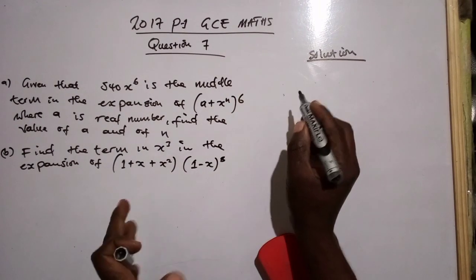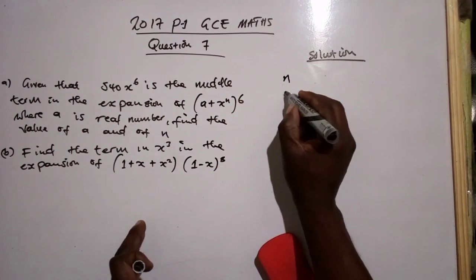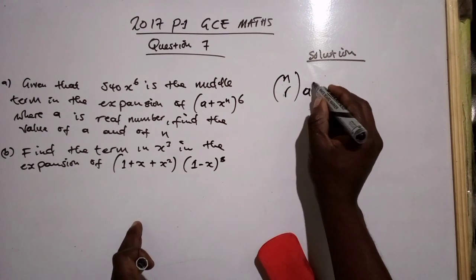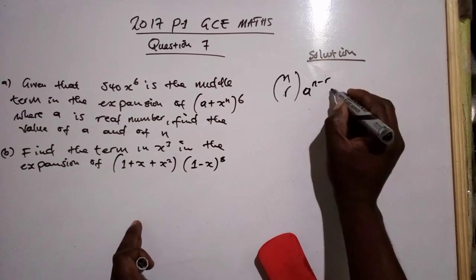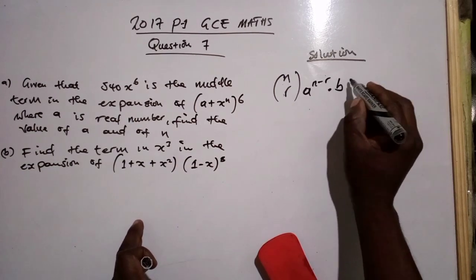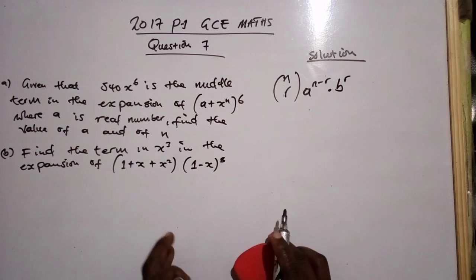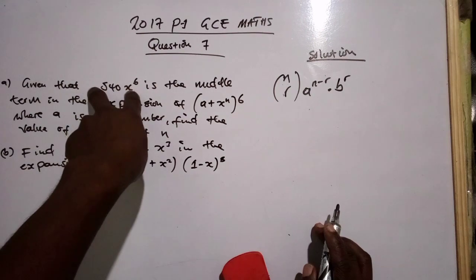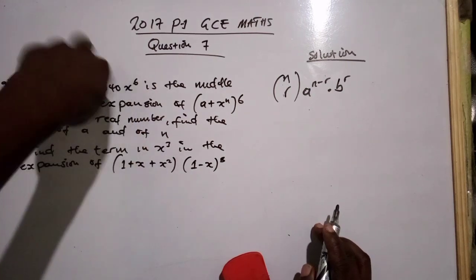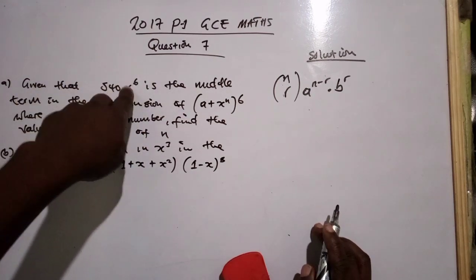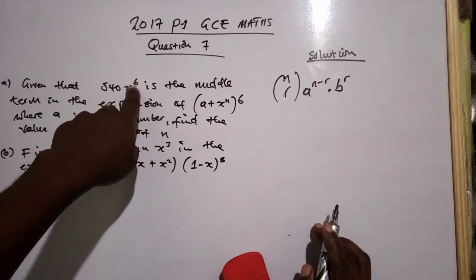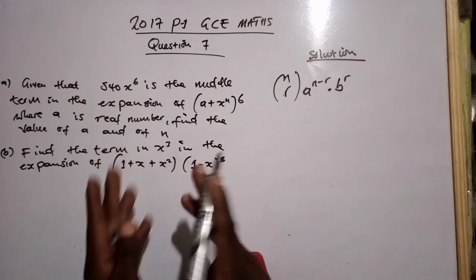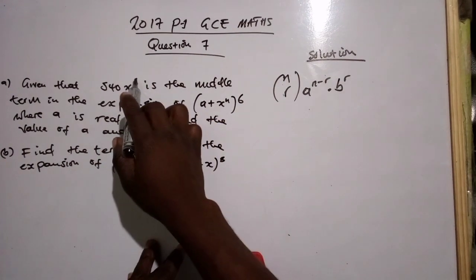The formula of binomial theorem is n choose r, you multiply by a to the power n minus r, then multiply by b to the power r. From this question, we have to find the middle term in the series from 0 up to 6. So binomial starts from 0 to this 6 which we have here.